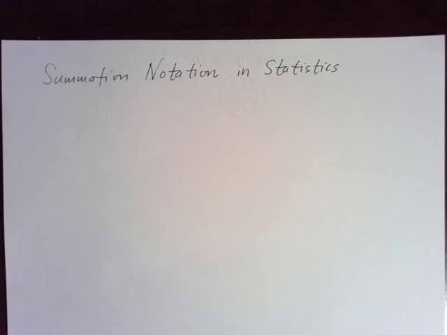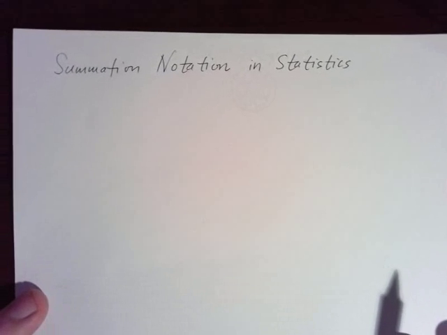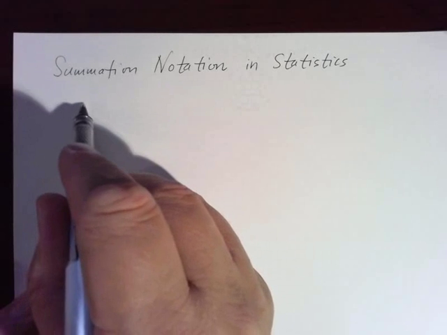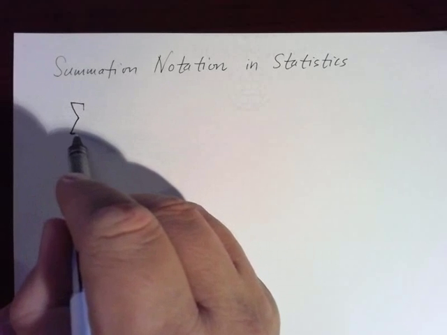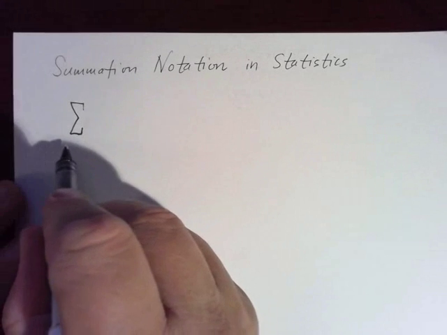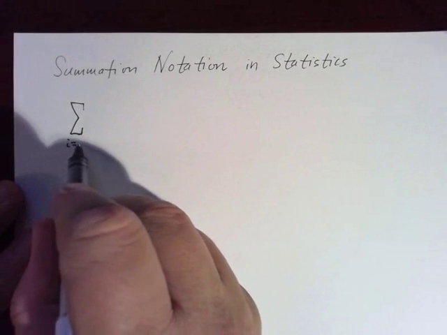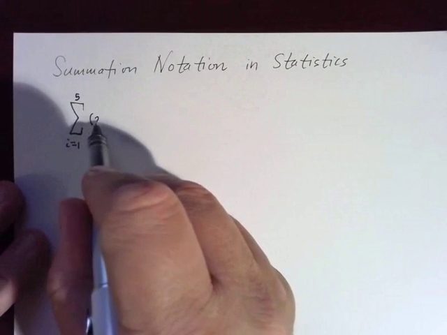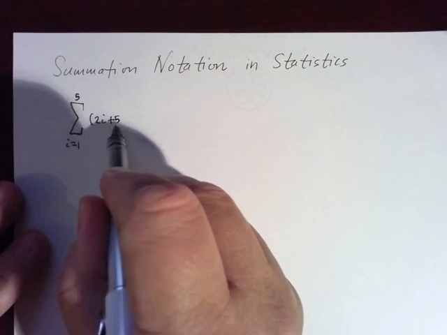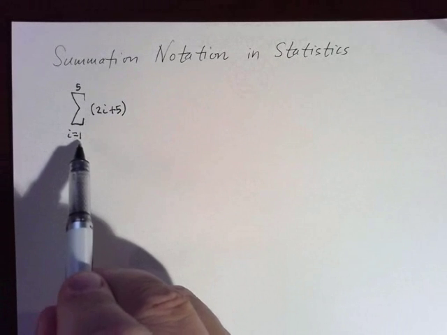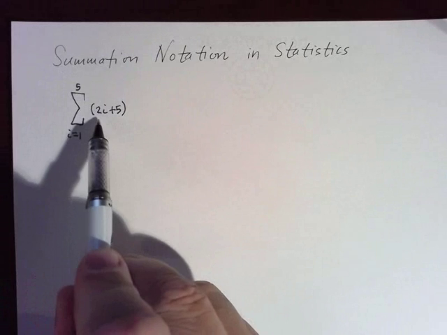This is a short video about how summation notation works in statistics. You may remember doing summations in pre-calculus or calculus with this capital Greek S, sigma. And in pre-calc and calculus, you always had these indices. You might have something that looked like this, for example.